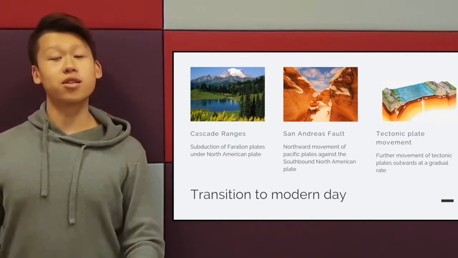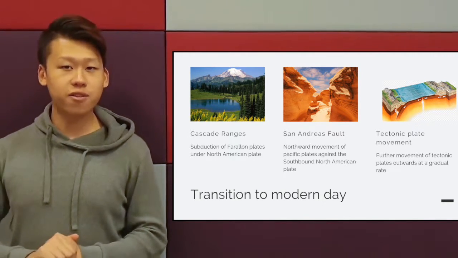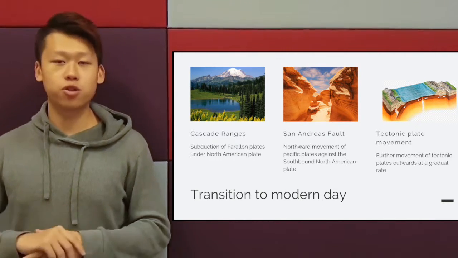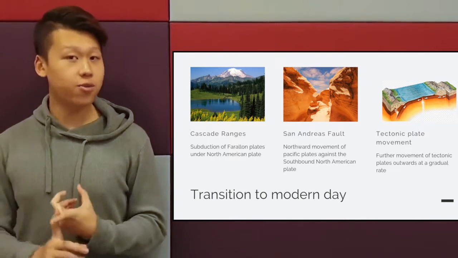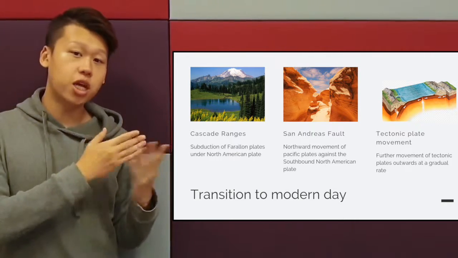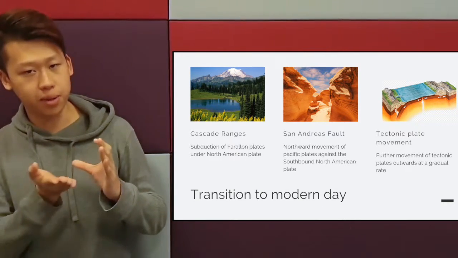Looking 100 million years into the present day, the geological history of the Pacific Northwest has shaped the unique geological features of North America. Such natural landmarks include the Cascade Ranges, a product of the subduction of the Farallon Plate under the North American Plate.